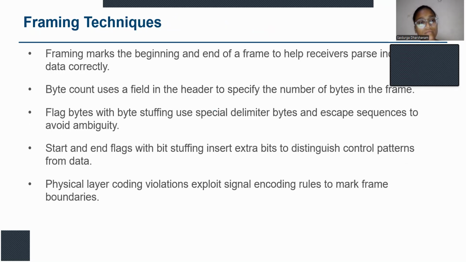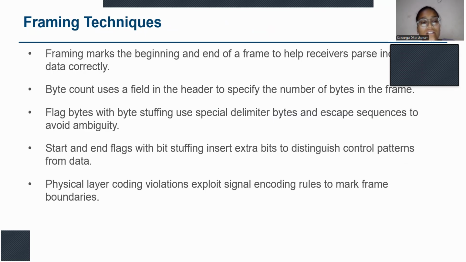Next, framing techniques. Framing marks the beginning and end of a frame to help receivers parse the data correctly. Byte count uses a field in the header to specify the number of bytes in the frame. Flag bytes with byte stuffing use special delimiter bytes and escape sequences to avoid ambiguity. Start and end flags with bit stuffing insert extra bits to distinguish control patterns from data. Physical layer coding violations exploit signal encoding rules to mark frame boundaries.